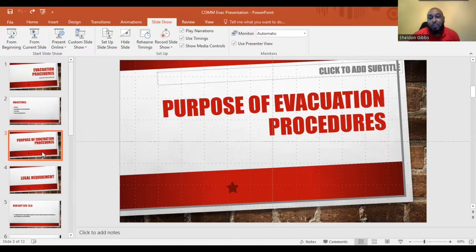An evacuation plan or procedure allows persons to leave a building or premises, whether it be a school, a church, or your home, and go to a place of comparative or ultimate safety in the event of an emergency situation.